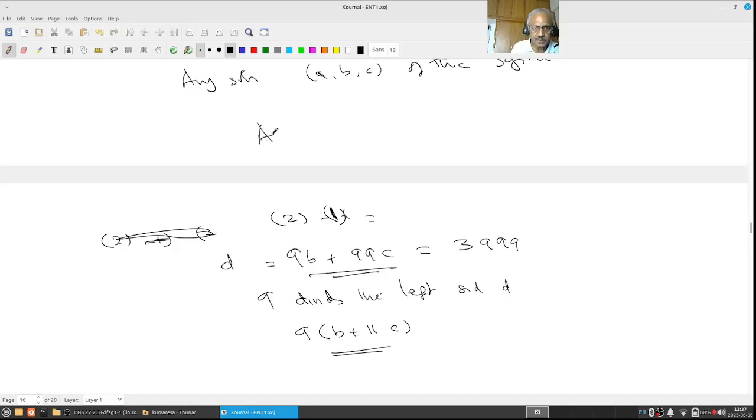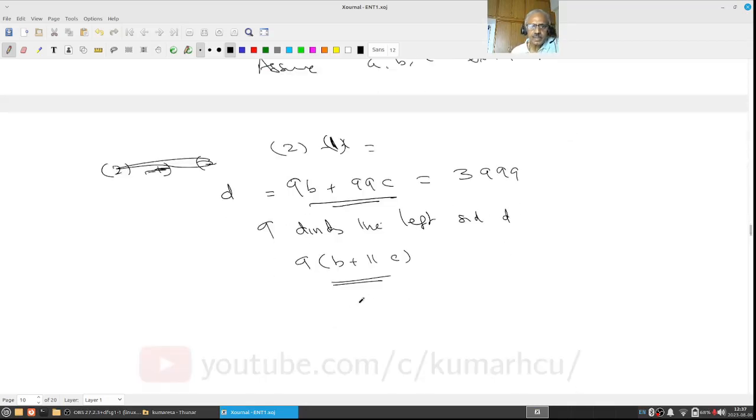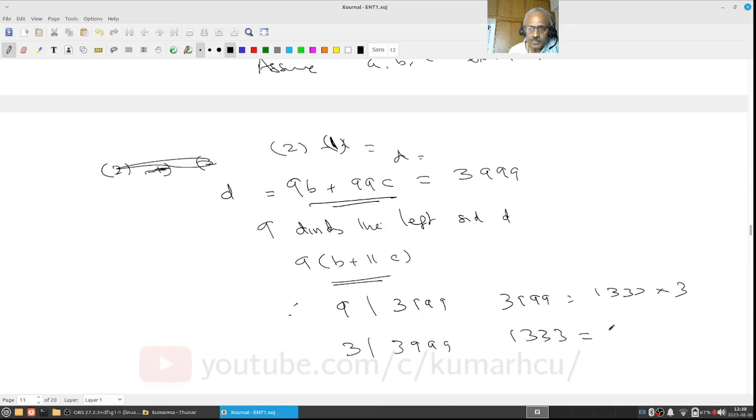Assume the integral solution exists. You understand? Right, therefore, what do I know? Since D is equal to 3999, 9 should divide 3999. I know 3 divides 3999, because I have 3999 equal to 1333 times 3. If I want 9 to divide it, then I should be able to write 1333 equal to something times 3.